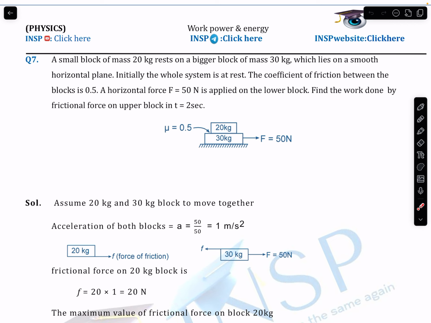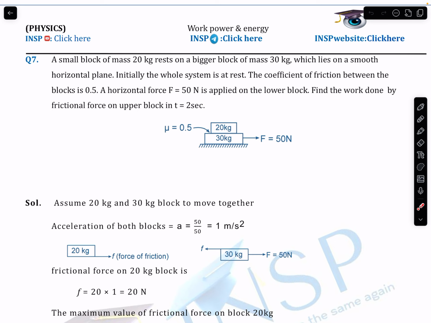So this question is also easy. Here they are asking the work done by the friction force on the upper block. First we need to check whether friction is static or kinetic. Let's assume it is static, so both will be moving with the same acceleration, and let's find out that acceleration. After that you can check on the upper block, and you will find that the force of friction comes as 20 Newton. The upper block is moving only because of friction.